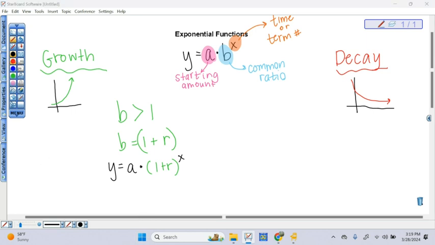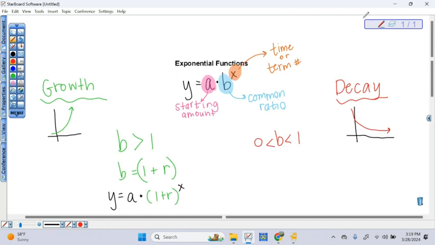And then for decay, it's kind of just the opposite. For decay, my value for B is going to be less than 1, but greater than 0. So between 0 and 1. What's a number between 0 and 1? Good, 0.5. How do I write that as a fraction? 1 over 2. How do I write it as a percent? Good, 50%. Can you give me another number between 0 and 1? 0.75. What's that as a fraction? 3/4. And as a percentage?